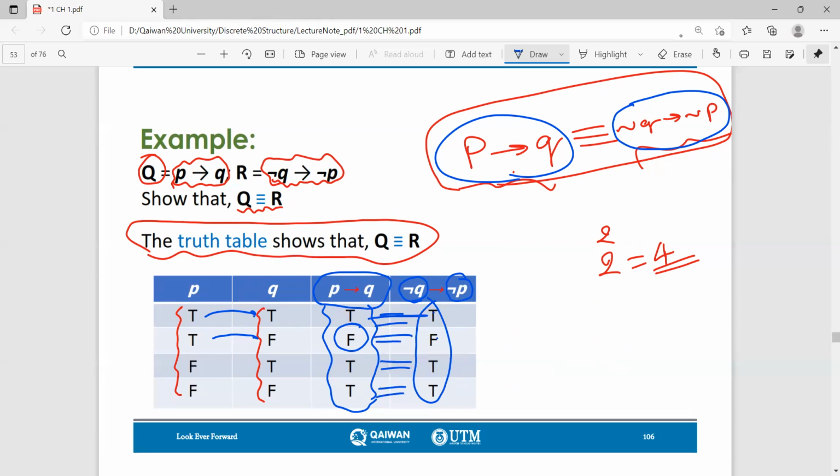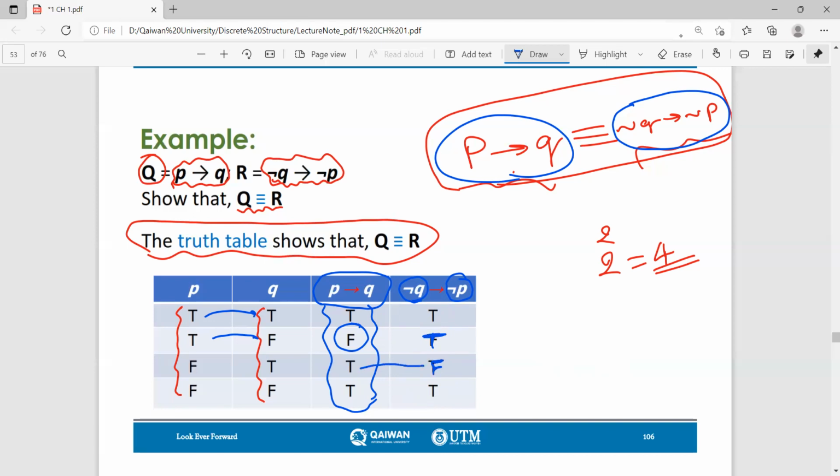And the same order for each. That means these two statements are equivalent. So if we have, in negation Q, then negation P, if we get true, true, false, true. How about this one? If these two are true, this is false, that's true.